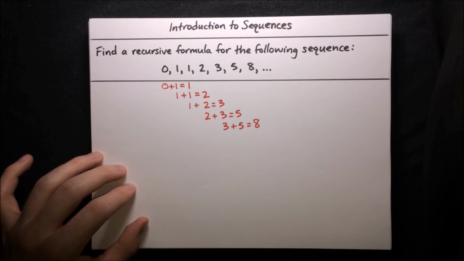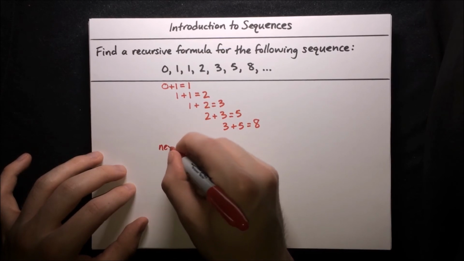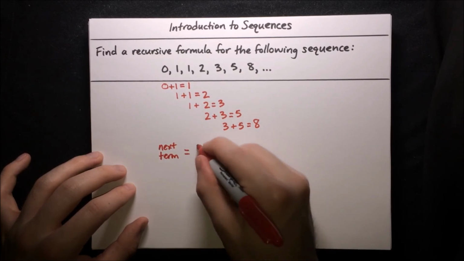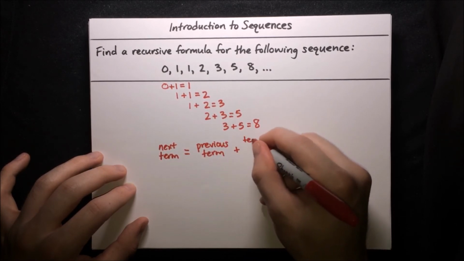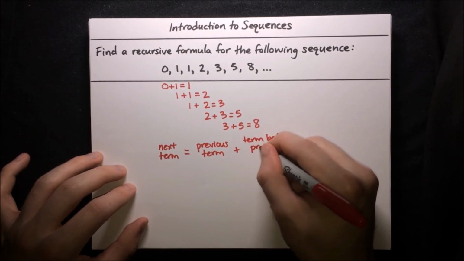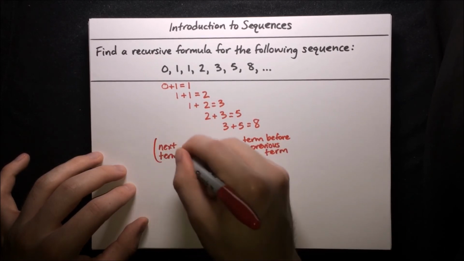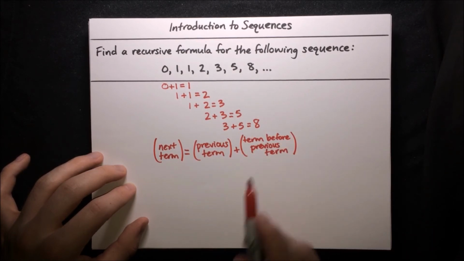So how do we write down this formula? Maybe it's easy to start by stating it in plain old English. We'll write down that the next term is equal to the previous term plus the term before the previous term. There we go. So we've got a word formula here, and now we just need to translate this into math.